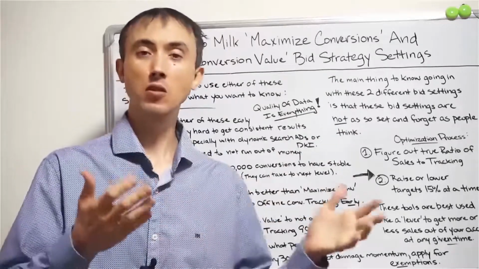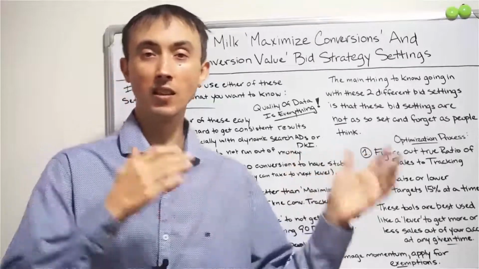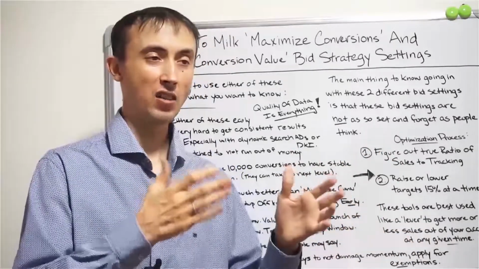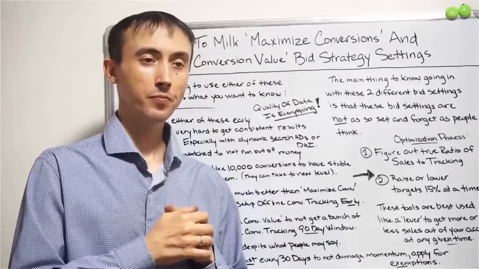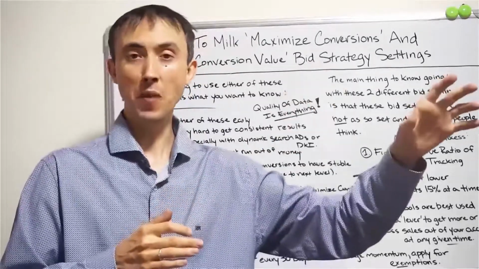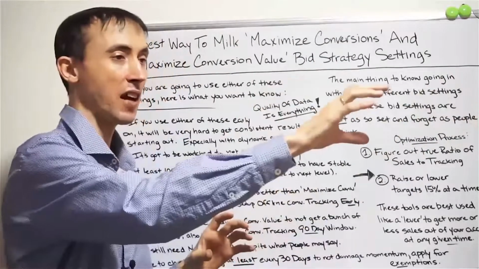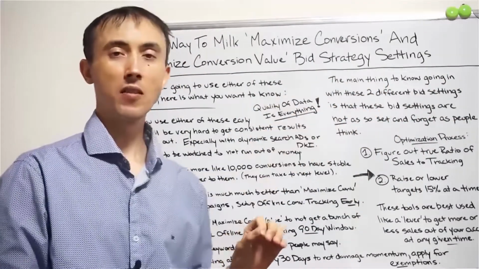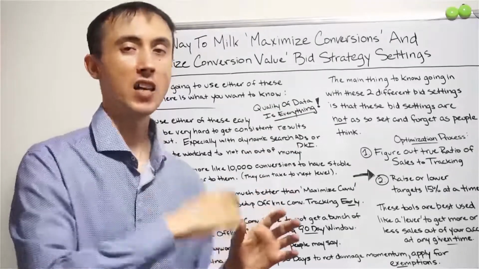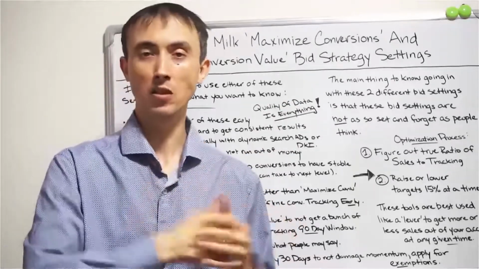So I use the target ROAS setting more like a lever than as an actual way to dial in a certain amount of sales, because I'll use my bank account and I'll try to figure out how that's behaving as a true indication of what the campaigns are doing, more so than the tracking, given the tracking undercounts to some degree, as I said.